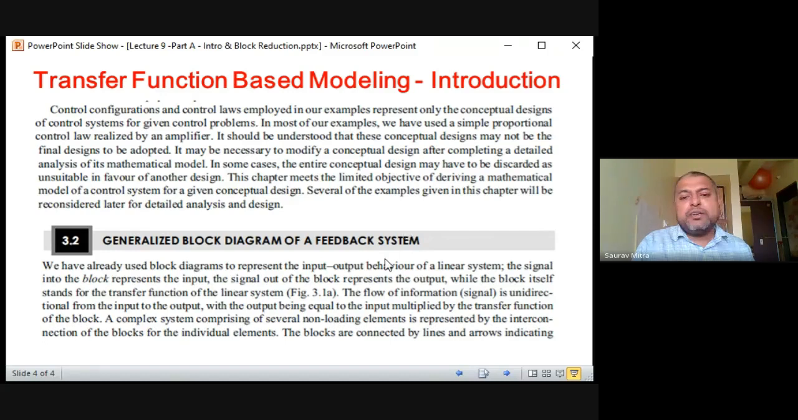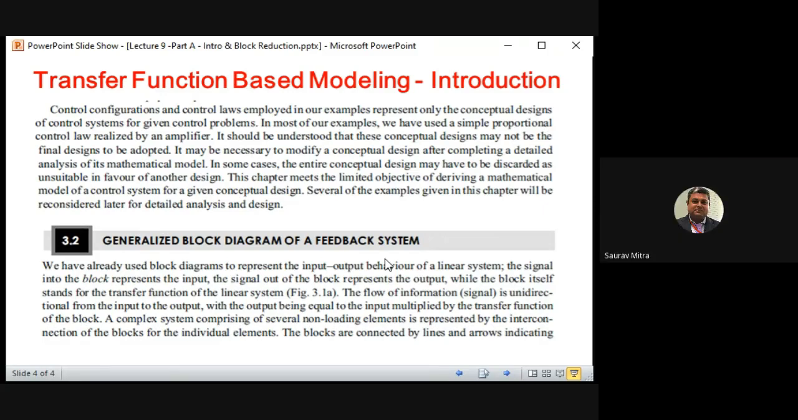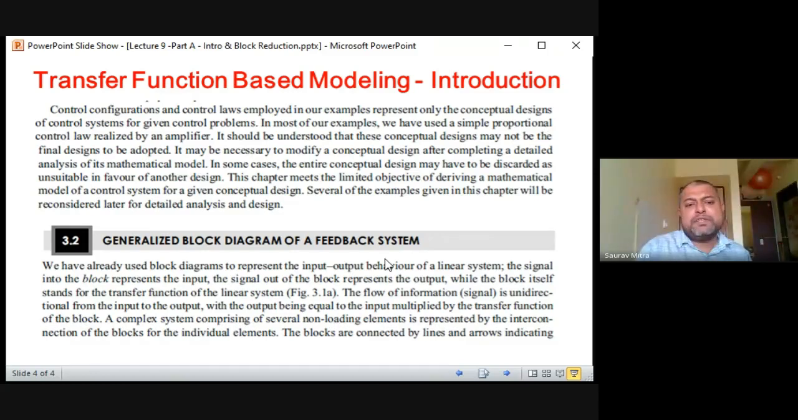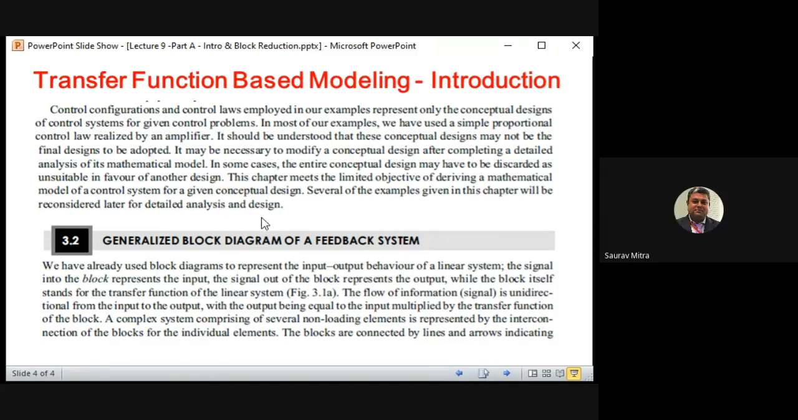This chapter meets the limited objectives of deriving a mathematical model of a control system for a given conceptual design. So the conceptual design can be your block diagram or a signal flow diagram, which will be given to us, and we are supposed to find out the transfer function for that system. Several examples given in this chapter will be reconsidered later for detailed analysis and design.